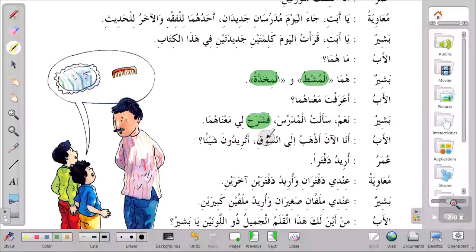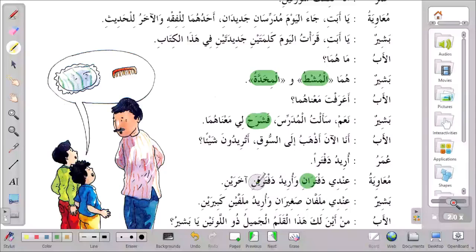So the father says, "Ana azhabu ila souk. I am going to the market now. Aturiduna shay'an? Do you want something?" Umar says, "Uridu daftaran. I want a notebook." Muawiyah says, "Indi daftarani. I have 2 notebooks, wa uridu daftaraini."